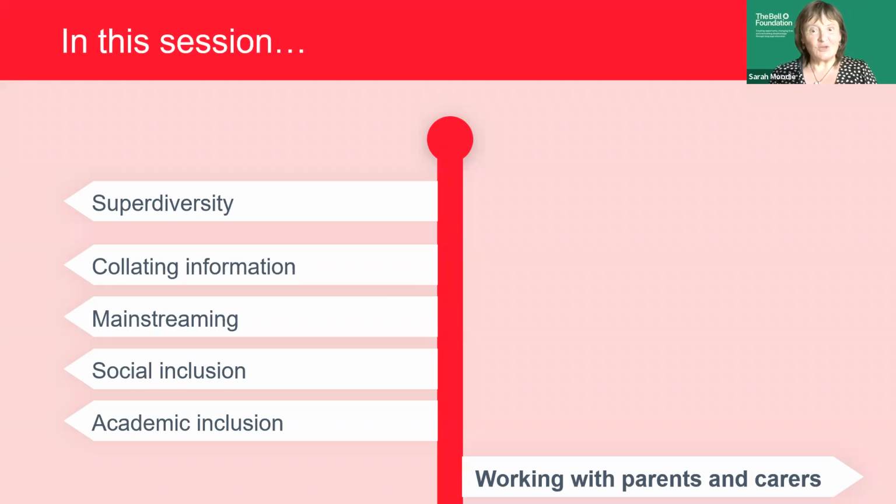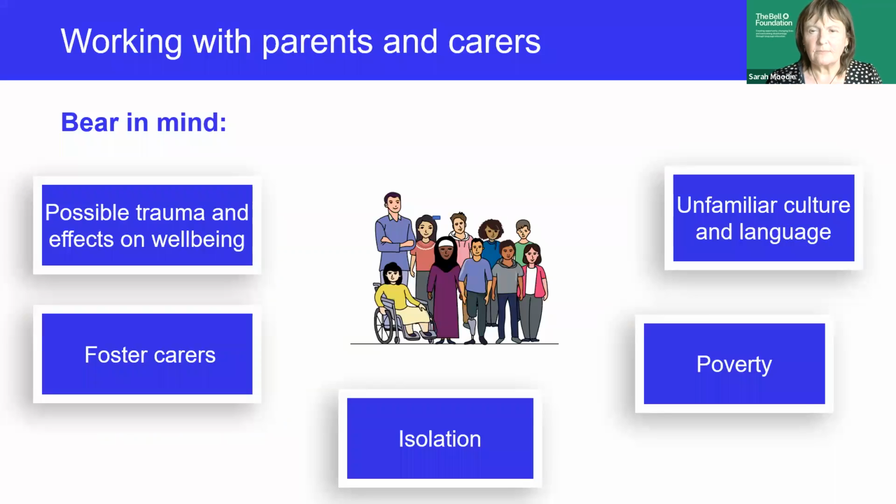So for the last section, we're going to look at working with parents and carers. So again, the same message: parents and carers of refugees and asylum-seeking children are a super diverse group, but they're often said to be a hard group to reach. It's important not to generalise, but there are some things here that you may want to bear in mind. Firstly, parents and carers of refugee children have been through a lot. They've been through everything their children have been through, and they've probably been through a bit more as they've protected their children as much as possible.